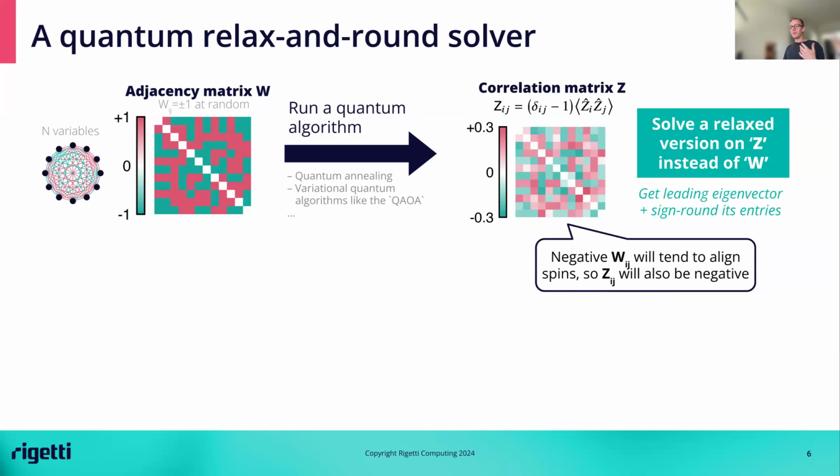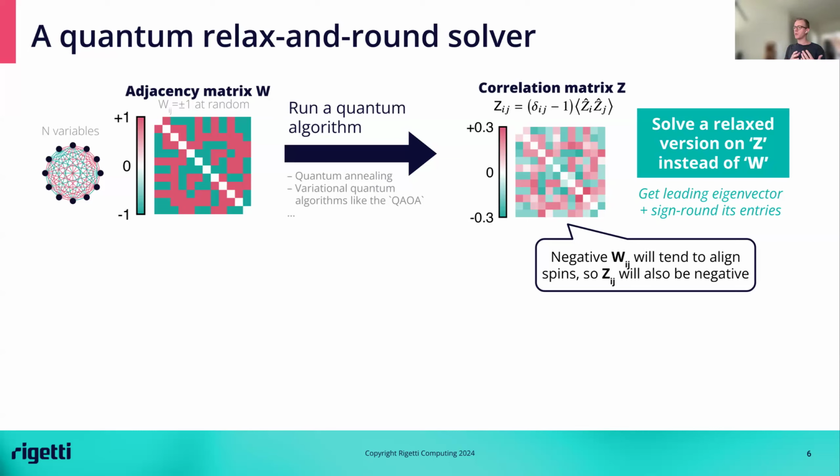Second, sample bit strings and compute a correlation matrix Z. And what we suggest is to perform a relax and round strategy on the correlation matrix instead of the adjacency matrix. Why should that even do anything meaningful? Well, there is an intuition.